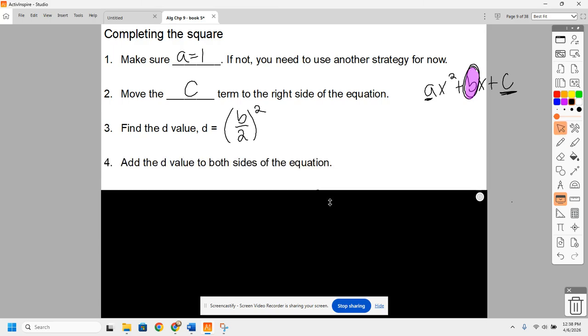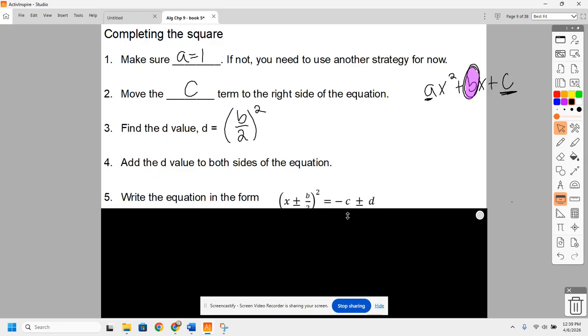Step 4, we're going to add the d value to both sides, to the left and to the right. The purpose of us doing that is because we want to try to create a perfect square trinomial on the left. So we want to have a perfect square trinomial, which we talked about early on in Algebra 1. We want to try to get that on the left, because if we do, then we can solve this.